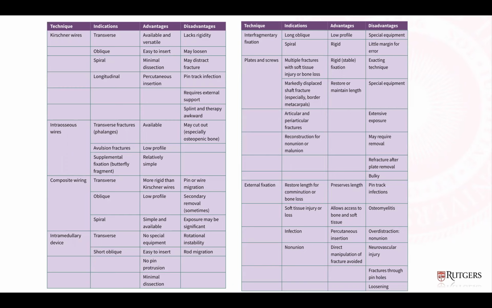The number of different techniques makes it difficult to study and have high level studies comparing each because there are so many variables. K-wires are very useful and can treat almost any type of metacarpal fracture. You can have intramedullary devices, which are generally used for more transverse fractures. Interfragmentary fixation is an option in long oblique and spiral fractures. ORIF with plates and screws are often used for multiple fractures to give rigid fixation. And ex-fix is always an option for significant bone loss, concern for infection, or adjacent phalanx fractures.